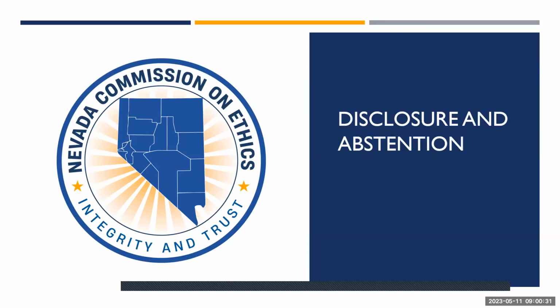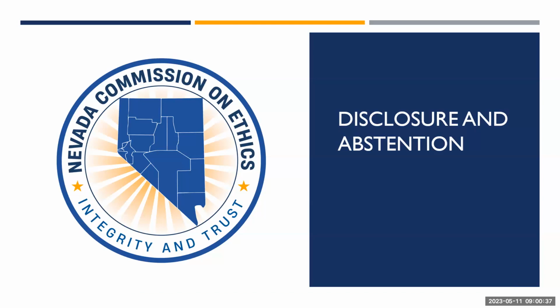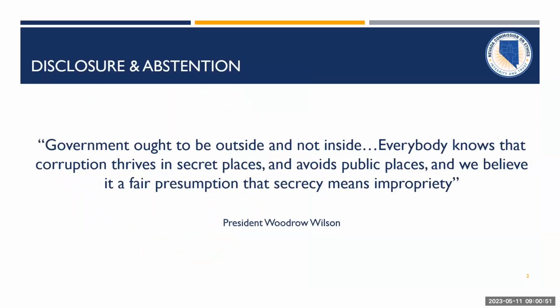Hello and welcome to the Nevada Commission on Ethics training video on disclosure and abstention. The ethics law has three main buckets of ethics violation types. The first is improper benefits, the second is disclosure and abstention, and the third one is cooling off. So today we're going to talk about that second one, disclosure and abstention.